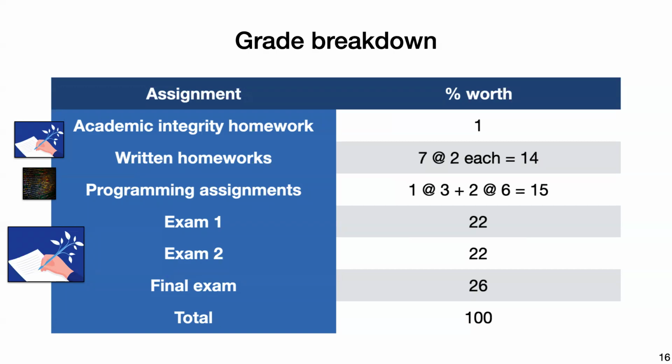Programming assignments: you can work on these in groups of up to 3. The first one will be worth 3 points, and the remaining 2 will be worth 6 points. For these, you make one submission per group, and we'll do the group assignments. There'll be 3 exams, 2 midterms, and 1 final. I'll tell you the dates in a second.